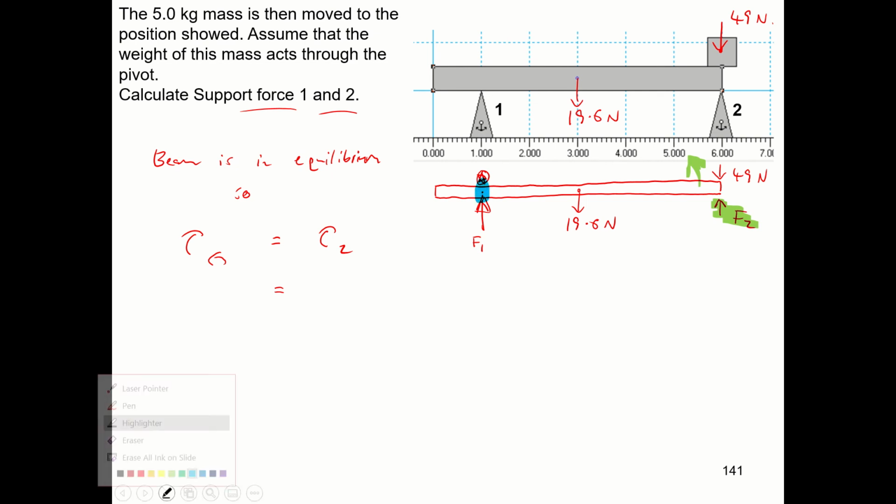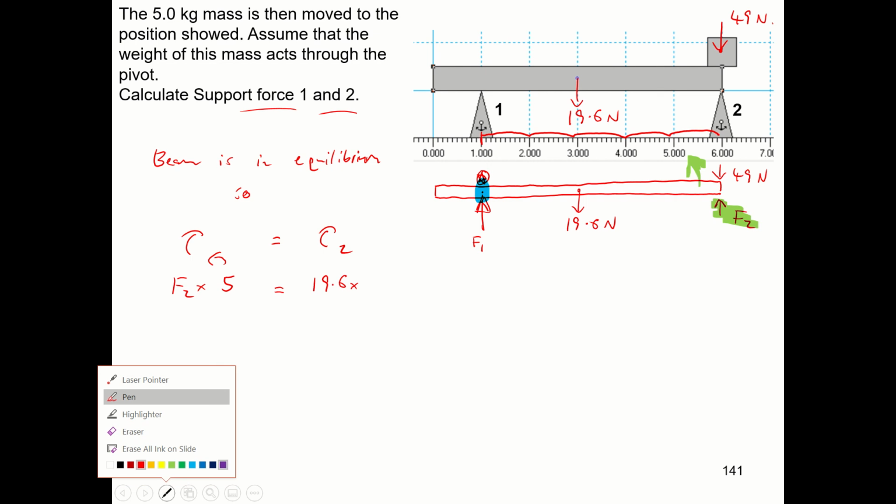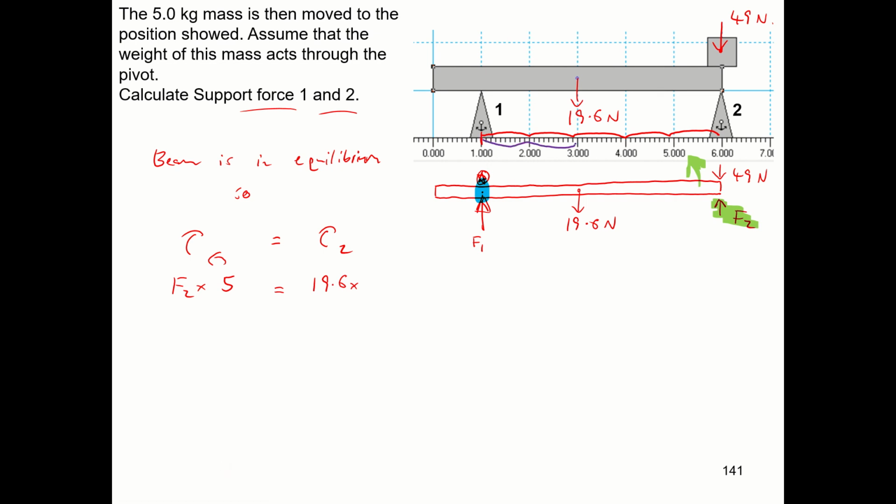So I can write that in. I can write in force times distance. So F2, and how many meters away is it from my pivot? It's going to be 1, 2, 3, 4, 5 meters away. So F2 times 5 must equal the torques of these other forces. So that's going to be 19.6, force times distance, 19.6 times, and that one there is going to be 2 meters away from the pivot, so it's going to be 2.